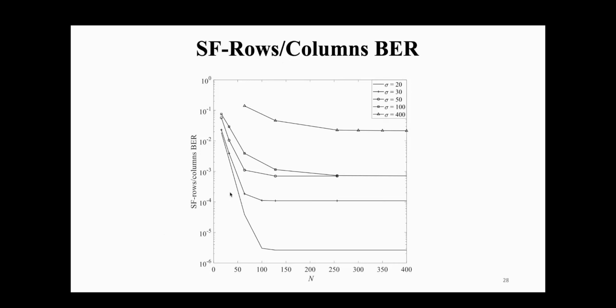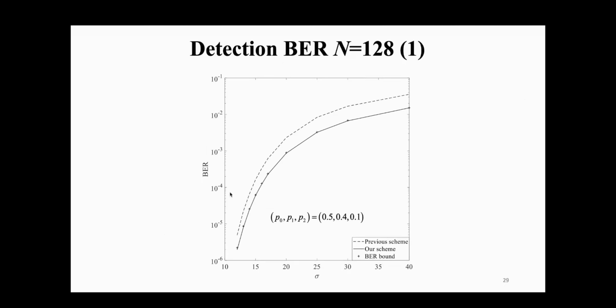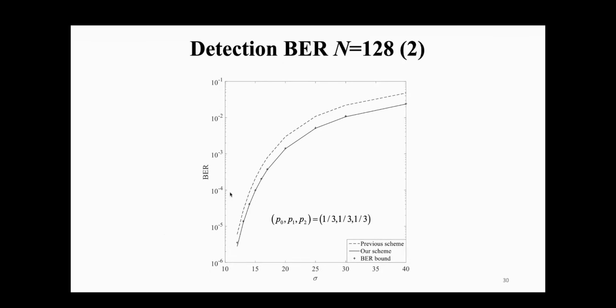With the detected selector failure locations and the SF rows and columns, we have the overall detection BER, as illustrated in the following two figures. It shows that our proposed data detection scheme outperforms the previous detection, and it actually approaches the BER lower bound of the optimal detection.